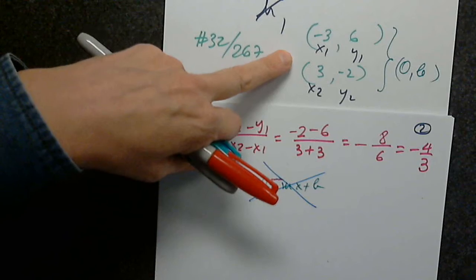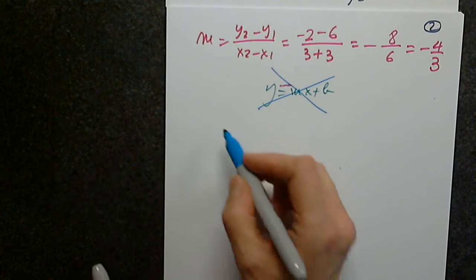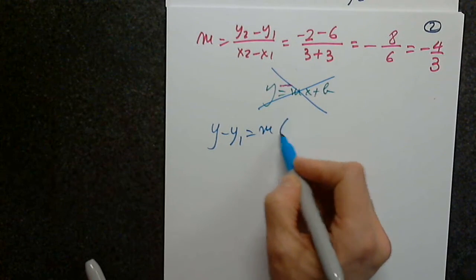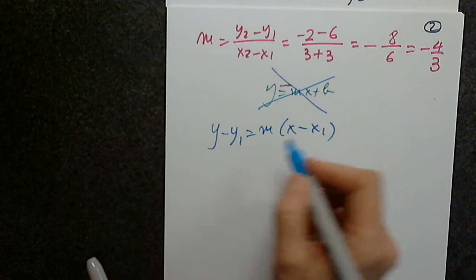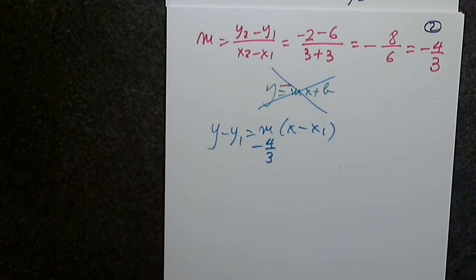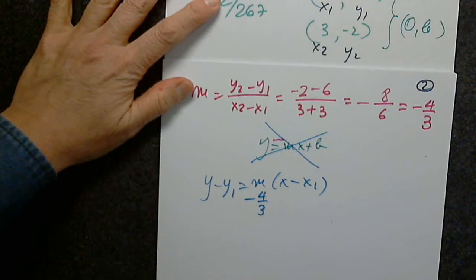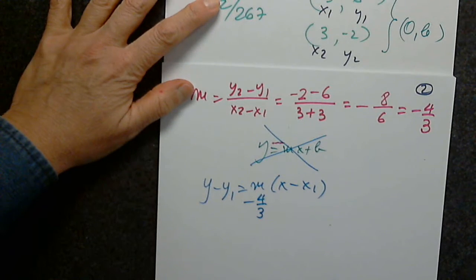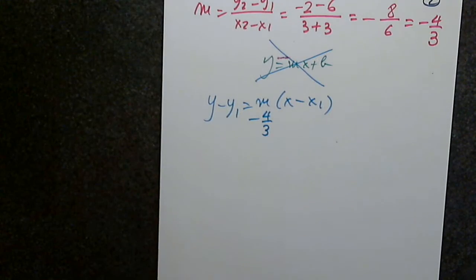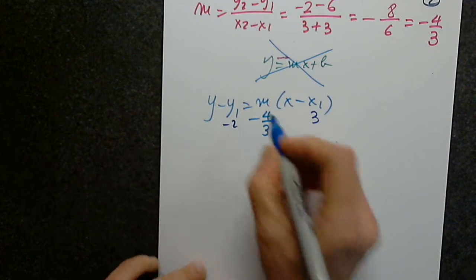Since I do not have the y-intercept, I will use y minus y1 equals the slope times x minus x1, where the slope is negative 4/3, and you can use any point you like. If I use the first point or the second point, we will still get the same answer. Which point would you like to use? The negative 3, 6 or 3, negative 2? Very good. If you want 3, negative 2, then you have this.